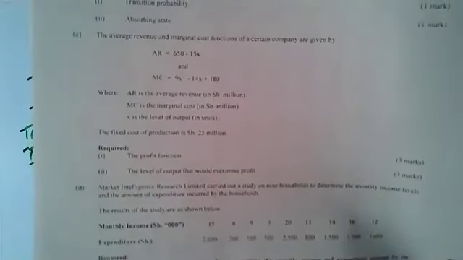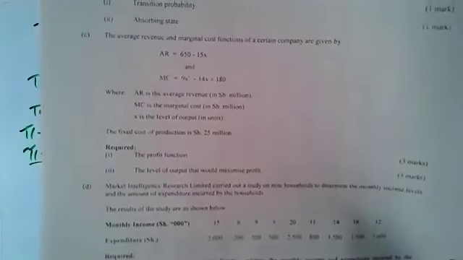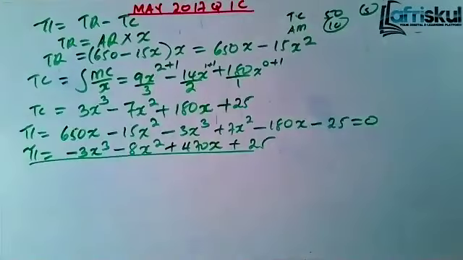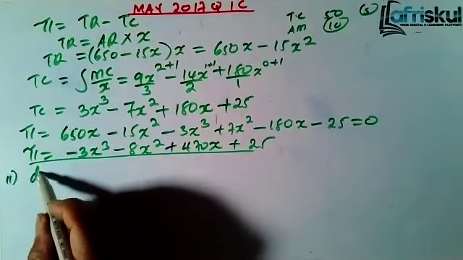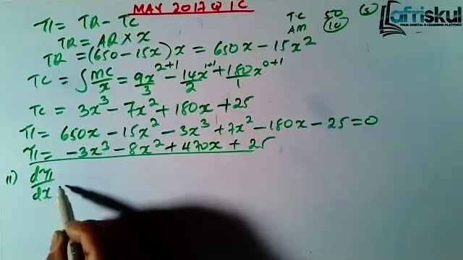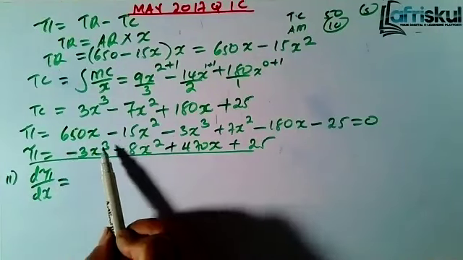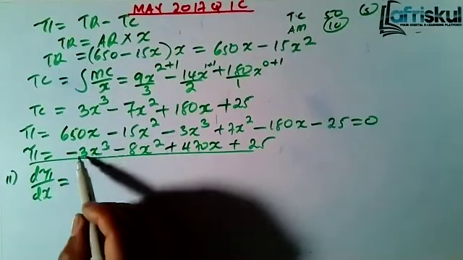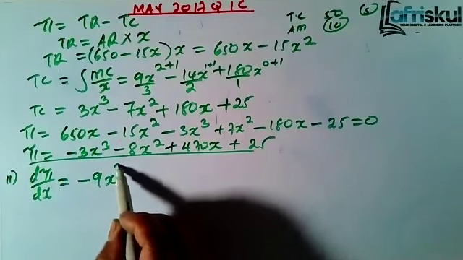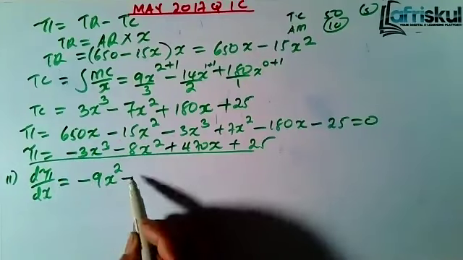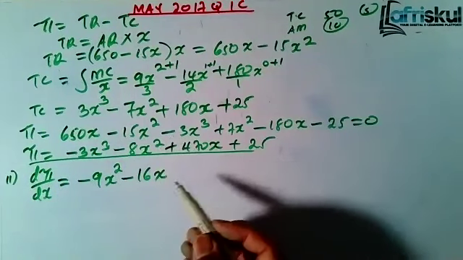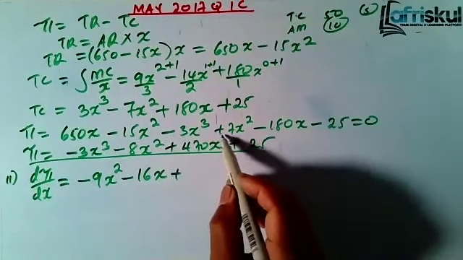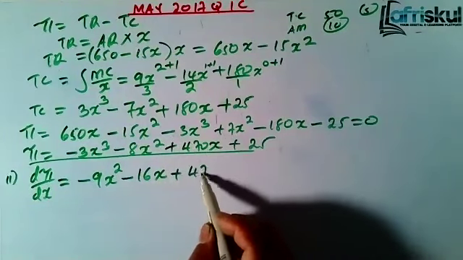Let's go to number two: the level of output that would maximize profit. When you hear maximize, you factor in differentiation. So you differentiate profit with respect to x. It will be minus 3 times 3, you get 9x squared, minus 2 times 8, you get 16x, minus 1, and x remains, plus x raised to 1, 1 times 470, you get 470.